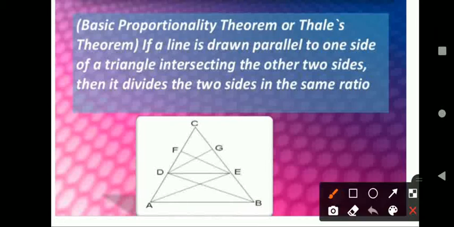Now here, which are the two ratios? AD upon DC is equals to BE upon EC. Means if DE is parallel to AB, then these two ratios are equal. AD upon BC is equals to BE upon CE. And this theorem is called as basic proportionality theorem or Thales theorem also. It is the most important theorem. Whole chapter depends on this theorem.